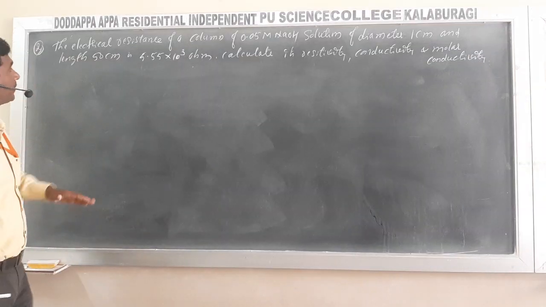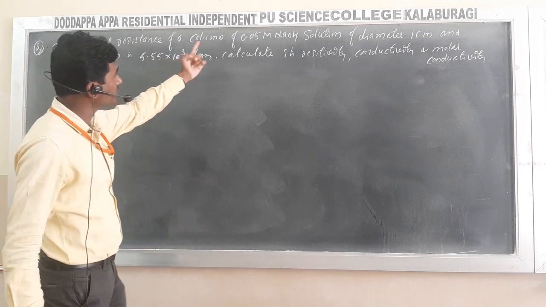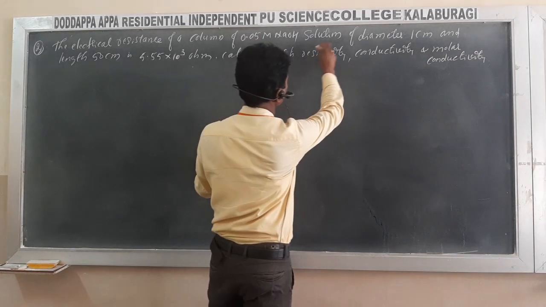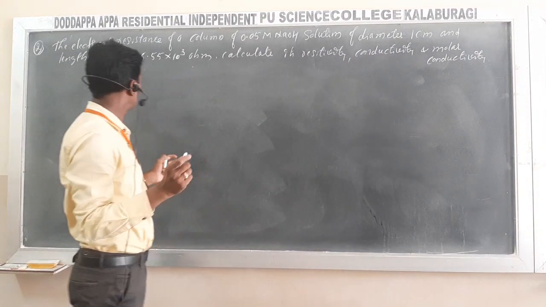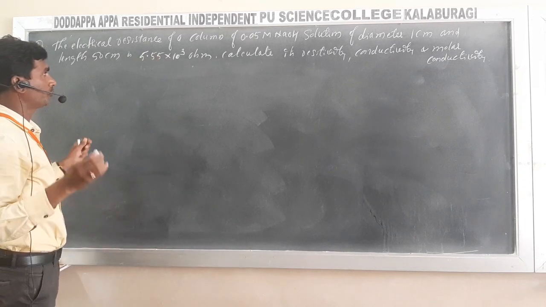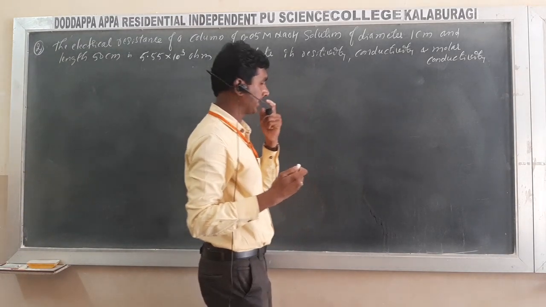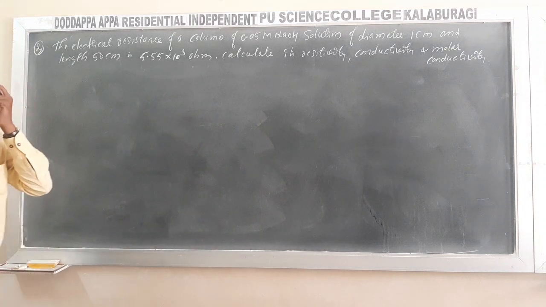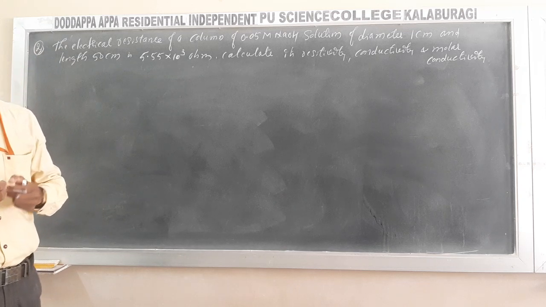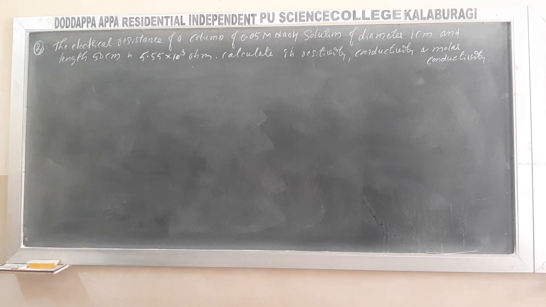Now the third problem is based on resistivity, conductivity and molar conductivity. The electrical resistance of a column of 0.1 M concentration of NaOH solution, of diameter 1 centimeter and length 50 centimeter, is 5.55 into 10 to the power of 3 ohm. Calculate its resistivity, conductivity and molar conductivity. Next, you have to find out the cell constant. What is the cell constant? I can discuss.